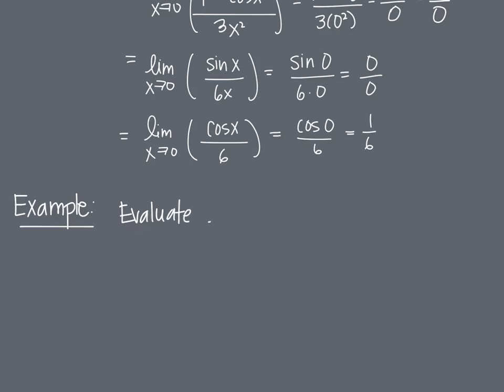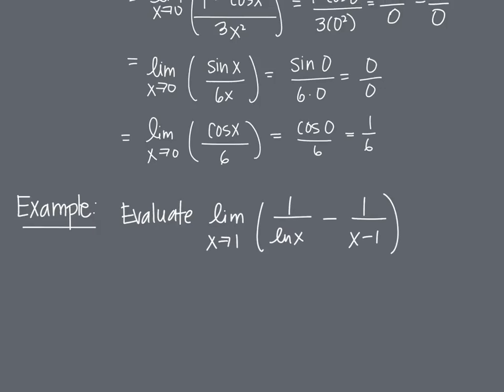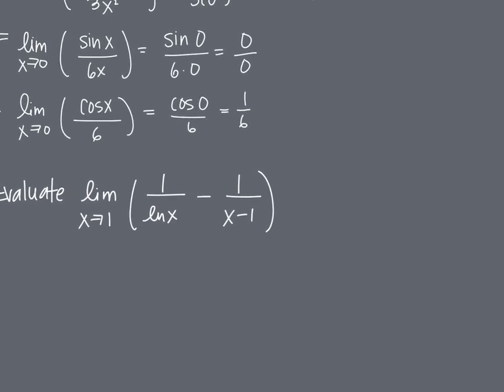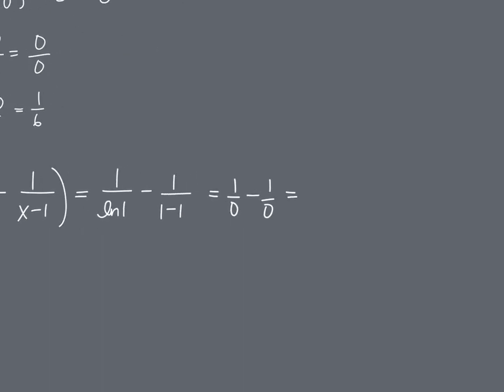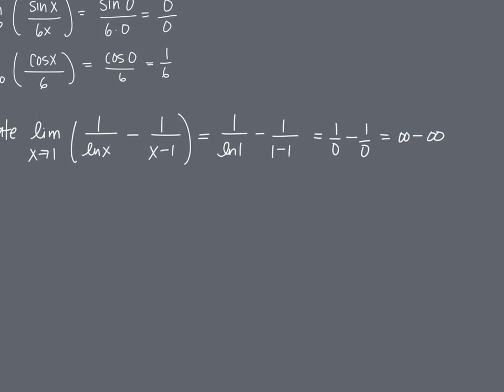Let's take the limit as x approaches 1 of 1 over the natural log of x minus 1 over x minus 1. Direct substitution is going to give me 1 over the natural log of 1 minus 1 over 1 minus 1. Natural log of 1 is 0, so we have 1 over 0 minus 1 over 0, which is infinity minus infinity, which is another indeterminate form.